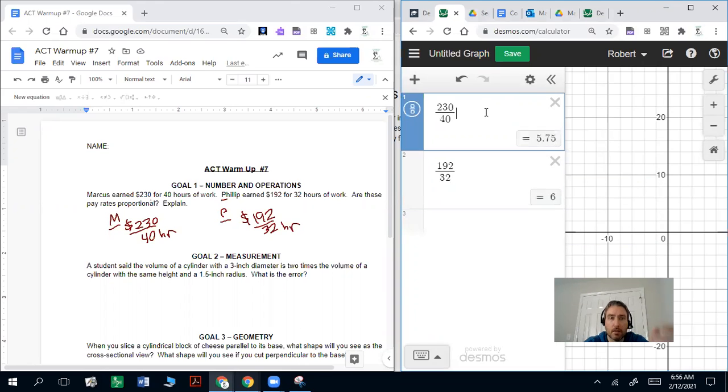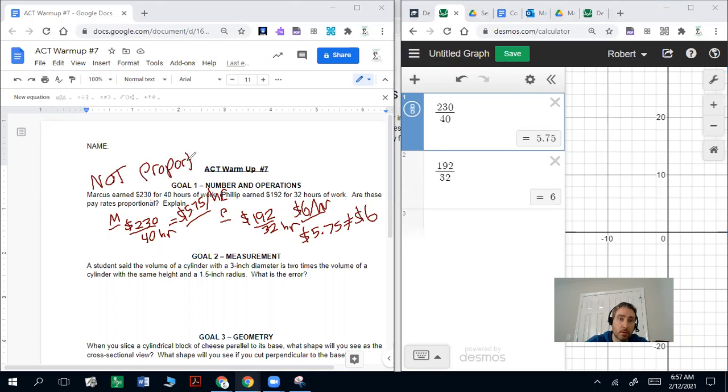So it looks like Marcus earns $5.75 an hour, where Philip earns $6 an hour. Those are not proportional. So that's a big note. That's $5.75 an hour. And then this is going to be $6 per hour. So since these are not equal, say not proportional.